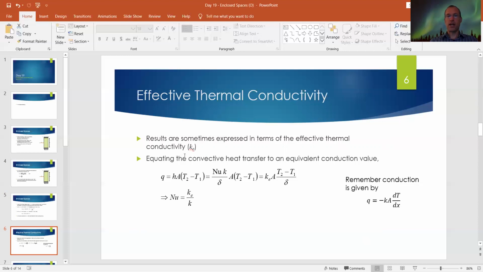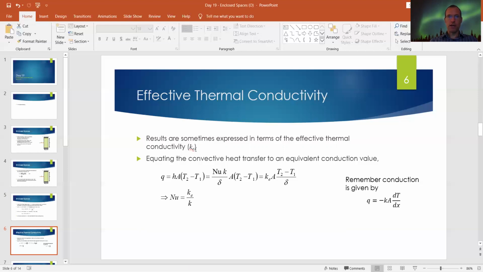This is a way to compare the two heat transfer modes more effectively, because if I can set up an effective thermal conductivity, that's going to tell me essentially what the convection is doing. I can then compare that to the actual thermal conductivity K, and if one's much bigger than the other, I can ignore one of them.